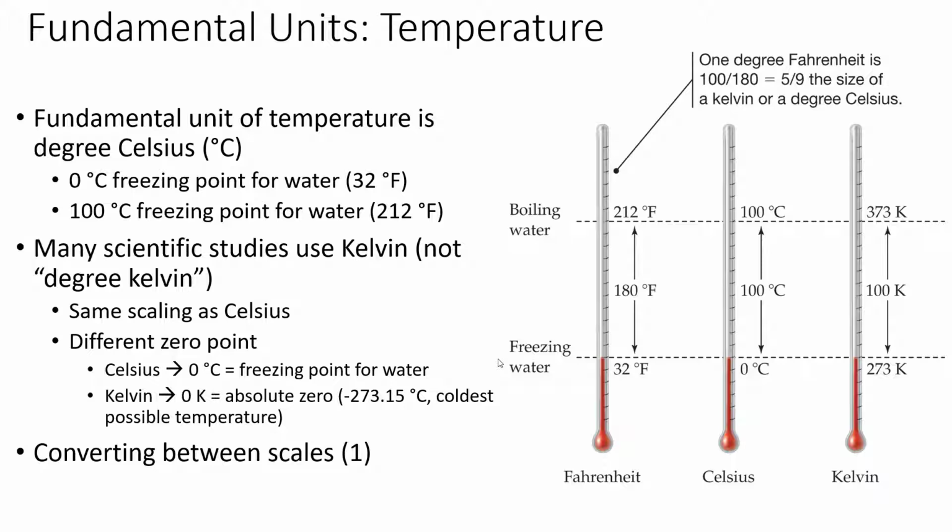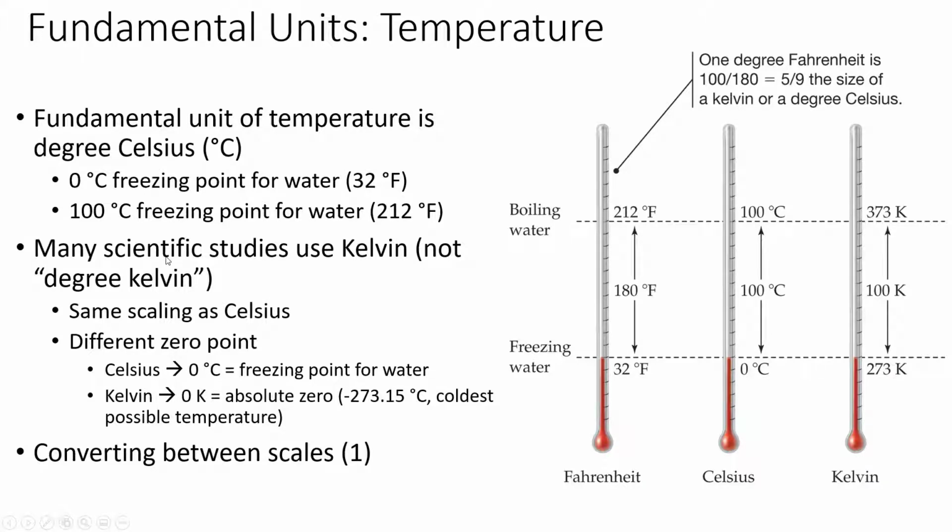Next would be the fundamental unit of temperature. So the fundamental unit of temperature is degrees Celsius. And so it's very easy to work with degrees Celsius when we're talking about water. So 0 degrees Celsius is the freezing point for water. It corresponds to 32 degrees Fahrenheit that we use here in the States. 100 degrees Celsius is equal to the boiling point for water, which is 212 degrees Fahrenheit.